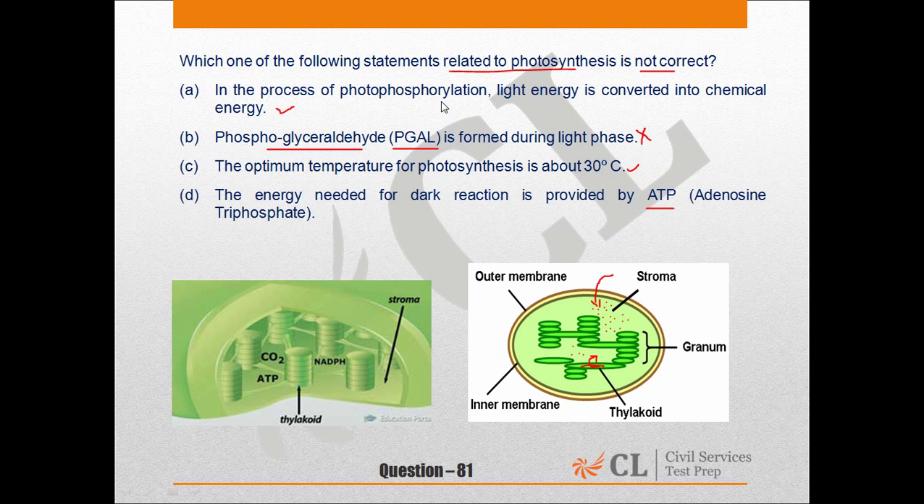So for this question, the correct answer is option B. Alright, please remember, phosphoglyceraldehyde is formed in dark phase. Now with that, let's move on to the next question.